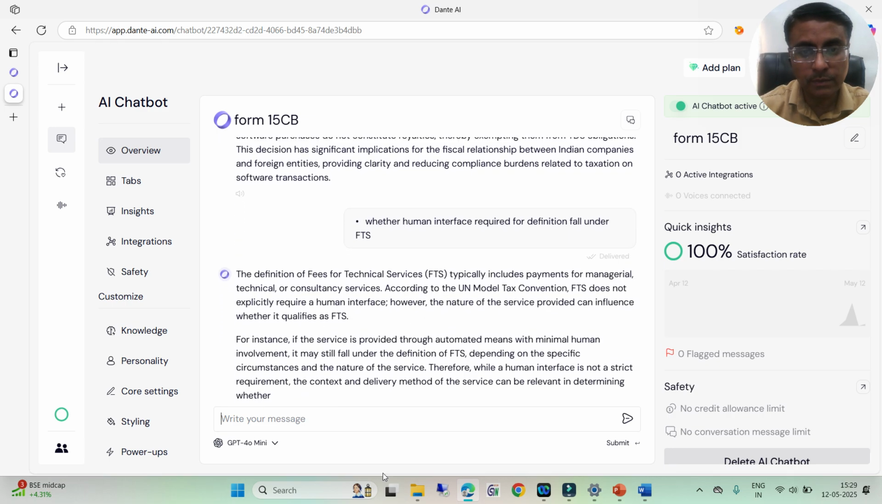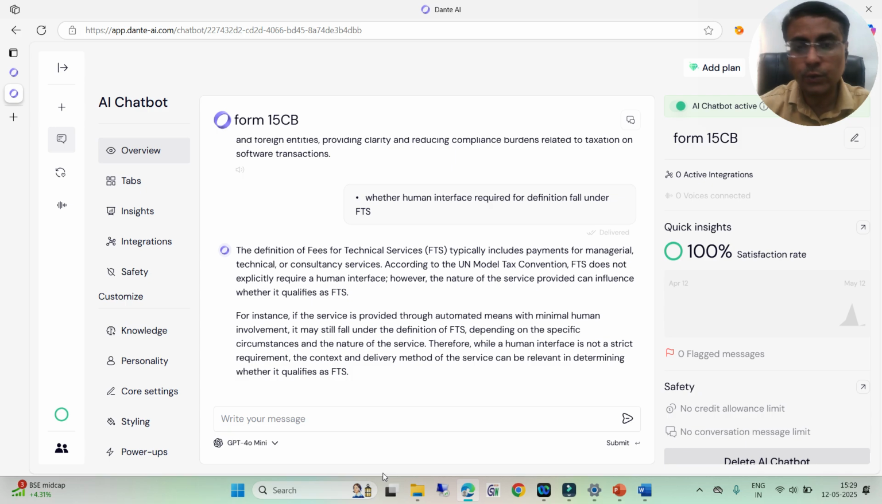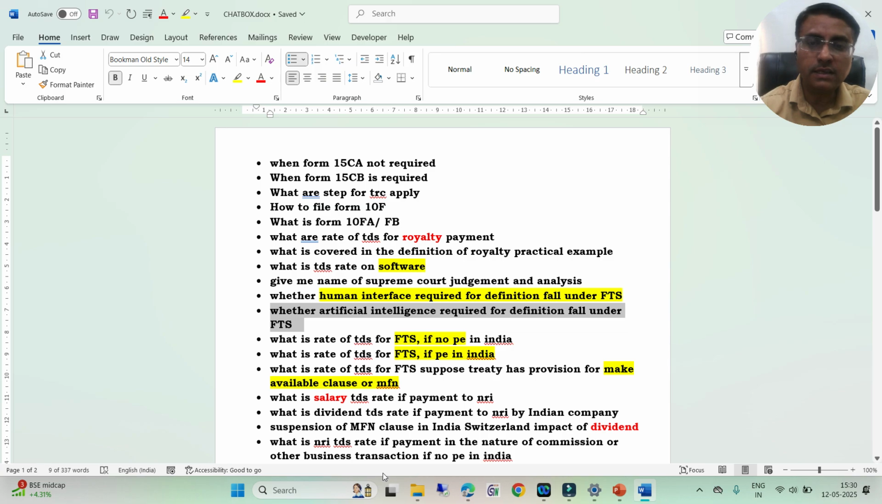AI has given a beautiful answer referring to the UN model convention. The definition of FTS typically involves payment for managerial, technical, or consultancy services. According to the UN model, FTS does not require a human interface. So even artificial intelligence would fall under FTS.